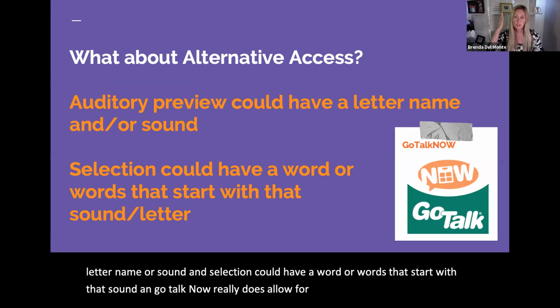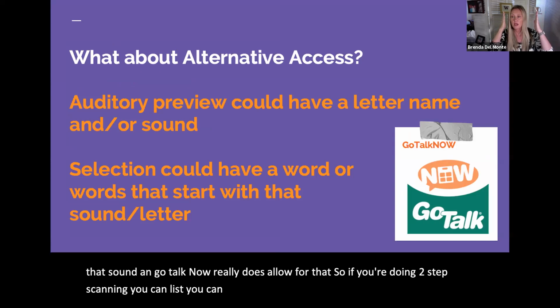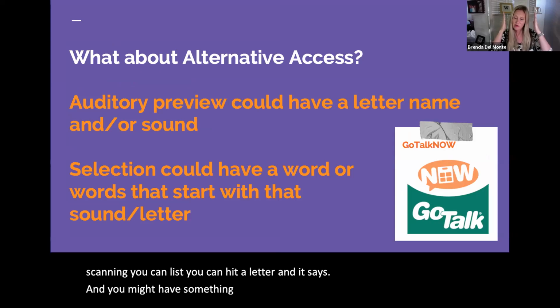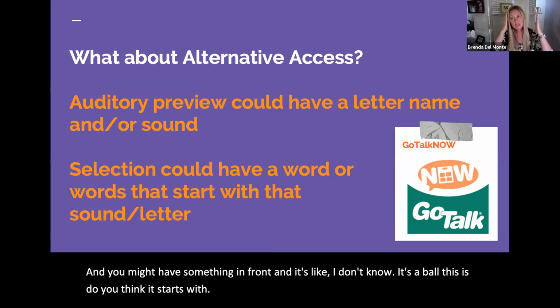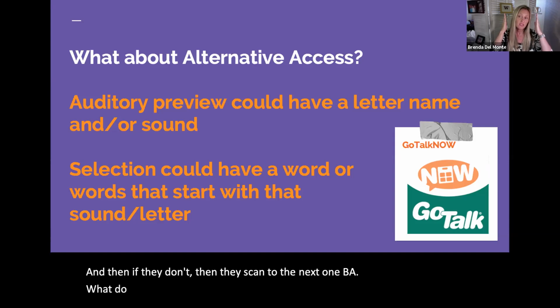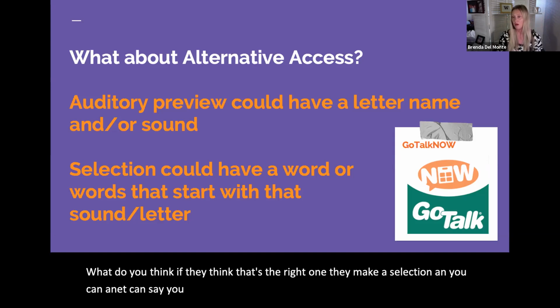So if you're doing two-step scanning, you can hit a letter and it says the sound. And you might have something in front, like a ball. Do you think it starts with that sound? And if they don't, then they scan to the next one, ba. What do you think? If they think that's the right one, they make a selection, and it can say, ba says ball, or B says ba, or however you want to do it.